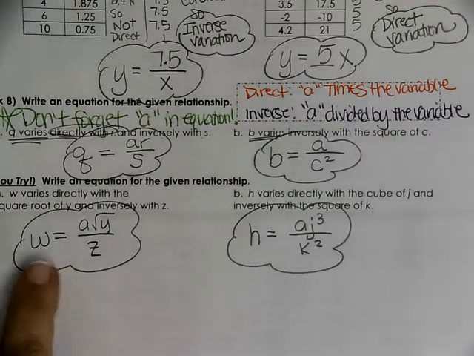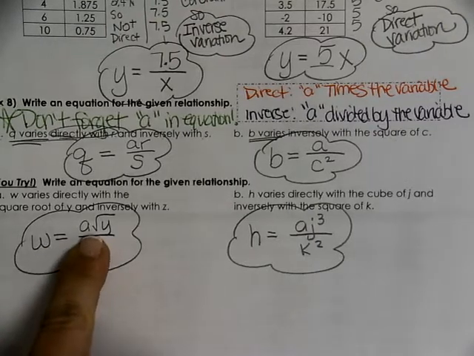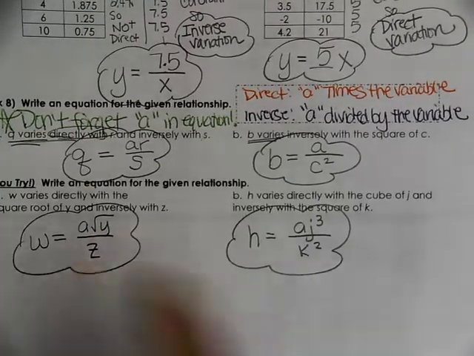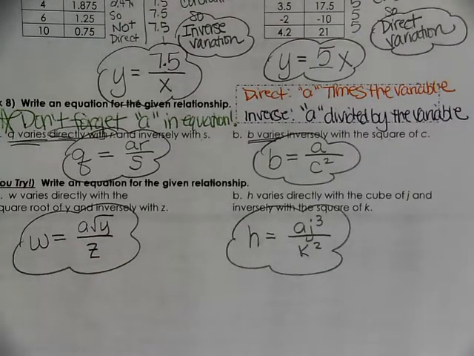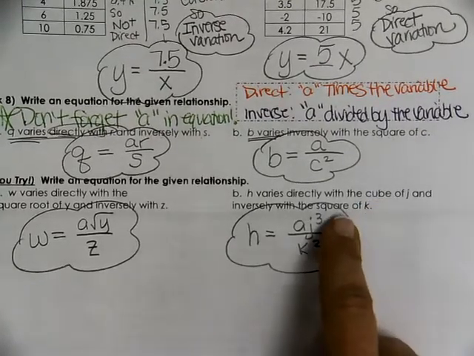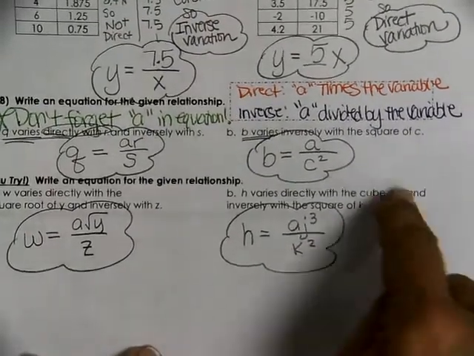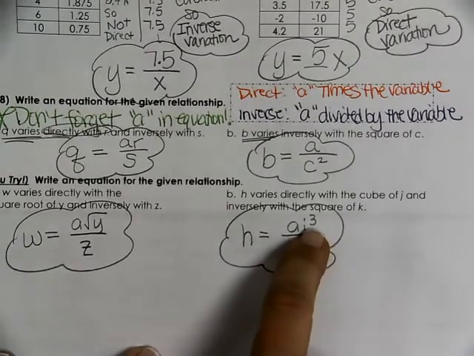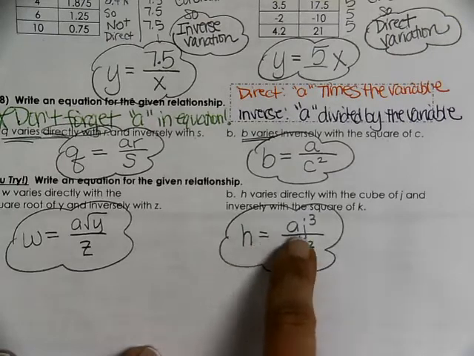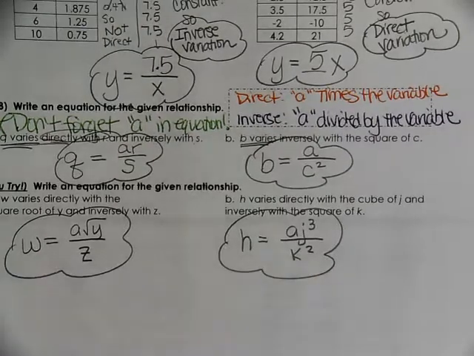Okay, how'd you do? W varies, so W equals, directly with the square root of y, a times root y, and inversely with z, over z. There's your equation. Letter B, H varies directly with the cube of j, and inversely with the square of k. These didn't say roots over here. They said the cube and the square. So the cube of j is j cubed. The square of k is k squared. So H varies directly with the cube of j, a times j cubed. Inversely with the square of k, divide by k squared.